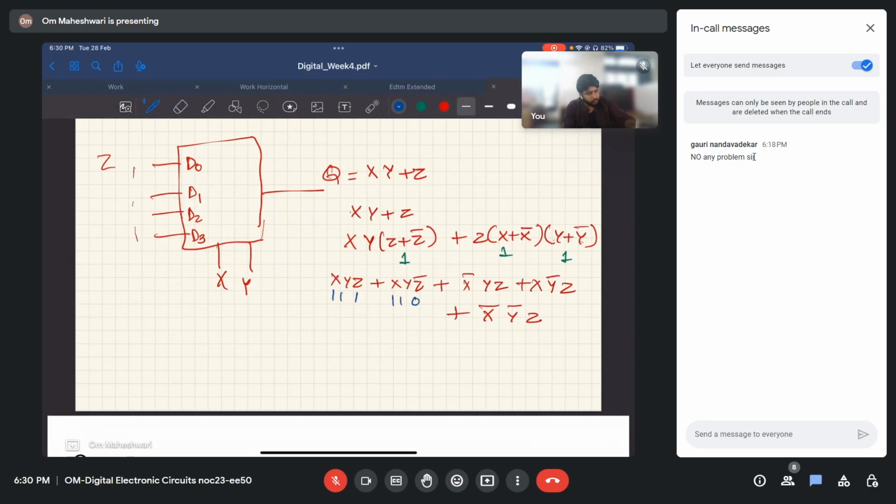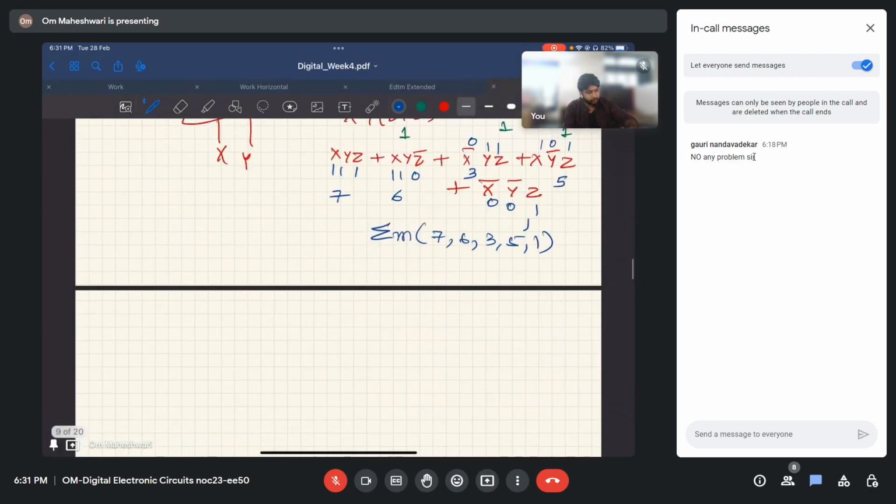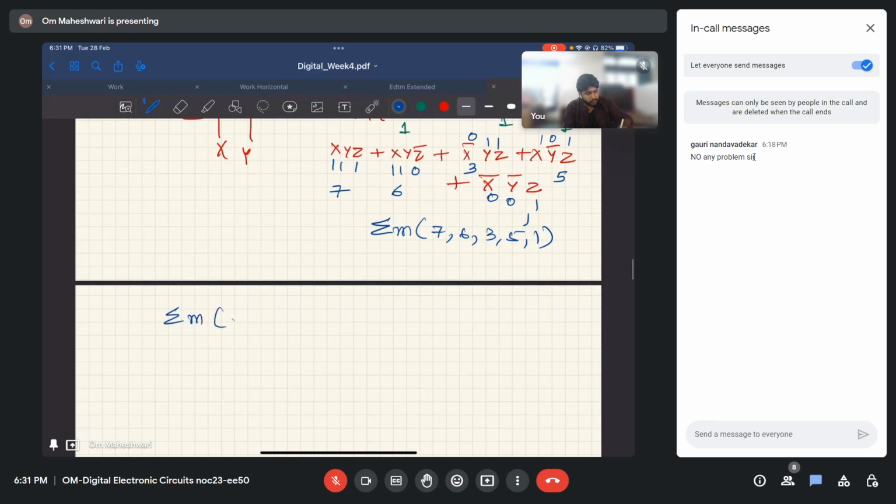111, 110, 011, 010, 101, 001. Okay, so this is 7, 6, 3, 2, 5, 1. So we have sigma m 7, 6, 3, 5, 1. Okay, so now what we will do is we will make a table. We have to do sigma m 7, 6, 3, 5, 1.